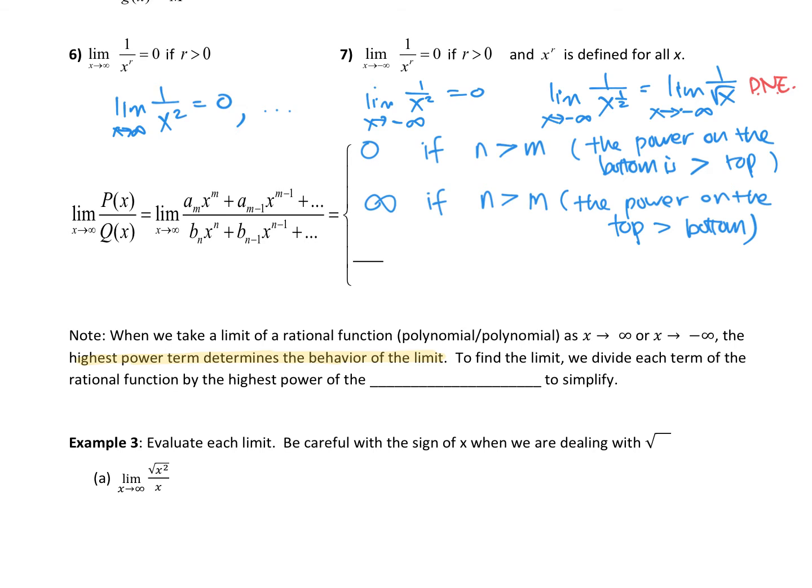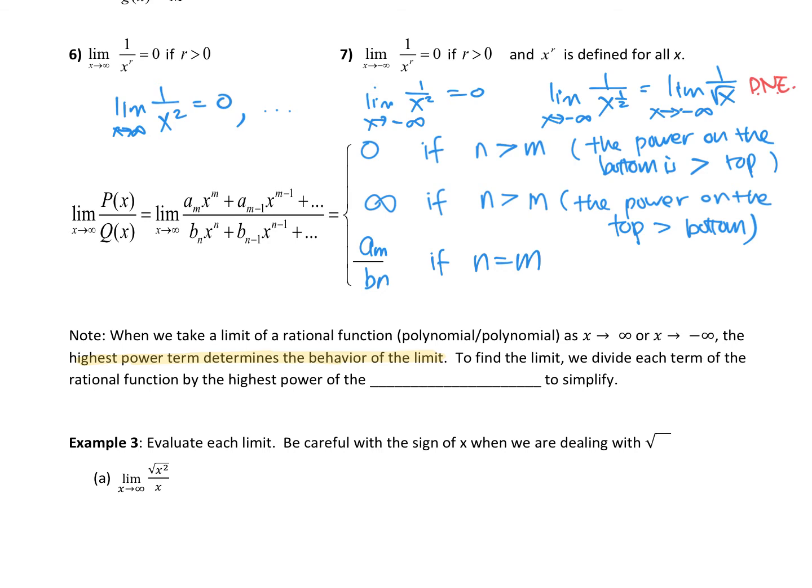And the third case is what if they're equal? What if it's like 2x squared and then 4x squared? What happens when the power is the same? Basically, they'll just cancel out, so it'll just go to the coefficients. If it's 2x squared over 4x squared, basically it'll be the same as 2 over 4. So a_m over b_n if n and m are equal to each other.